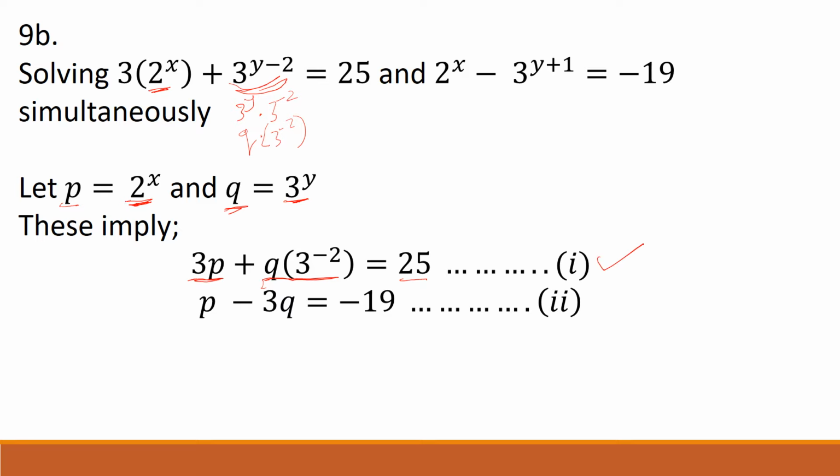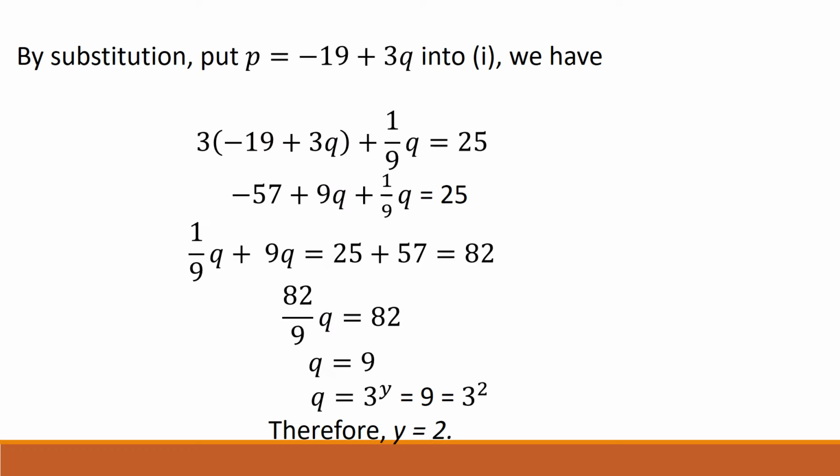For equation number 2, we have 2 raised to power x already here, and this is 8p. And then to simplify this, I will have a 3 raised to power y multiplied by 3 raised to power plus 1. And this is the same as q times 3, and that is 3q. Okay, and that is what we have here. So this is it here, and all is equal to minus 19, and that we'll call equation number 2. So let's solve these simultaneously in our next slide.